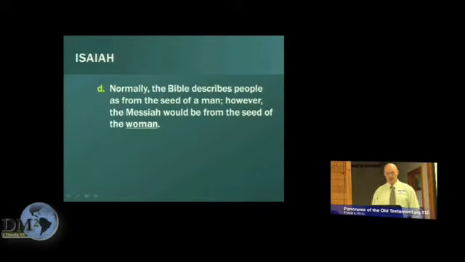Normally the Bible describes people as from the seed of a man. However, the Messiah would be from the seed of the woman. We noted that when we were in Genesis. It seems like we were in Genesis forever, and now it seems like forever ago since we were in Genesis. Isn't that weird?